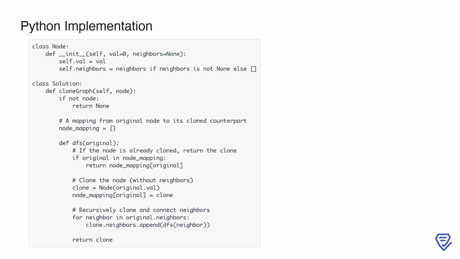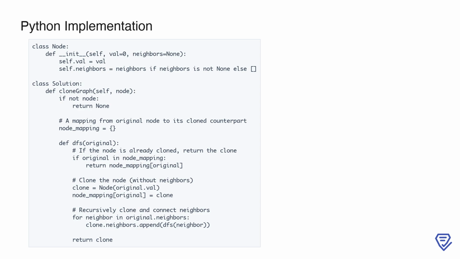Each node has a value, val, and a list of neighboring nodes, neighbors. If no neighbors are provided during initialization, we default to an empty list. Next, we define the solution class, which contains the cloneGraph method. This method takes a node from the input graph and returns its deep copy. The first thing we check is whether the input node is null. If it is, we simply return None as there's nothing to clone. We then set up a dictionary called node_mapping, which acts as our hash map to store the mapping between each original node and its clone counterpart.